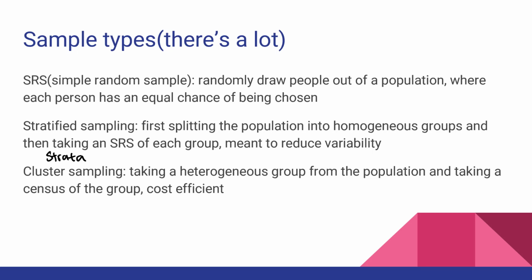So this is meant to reduce some variation between samples because you could have two distinct strata that are very, very different in terms of traits that you're surveying about.